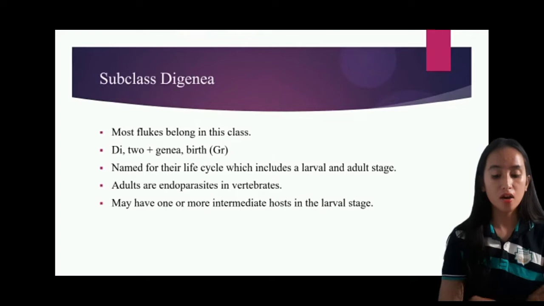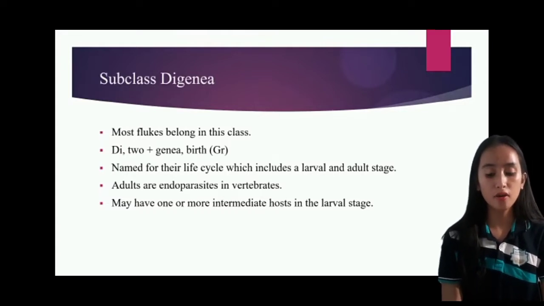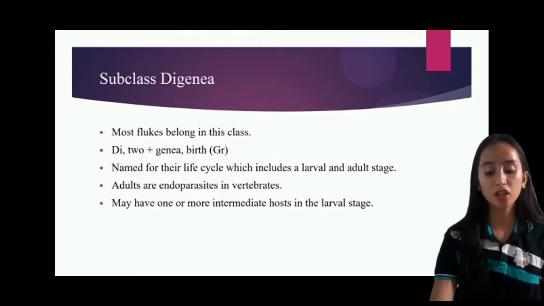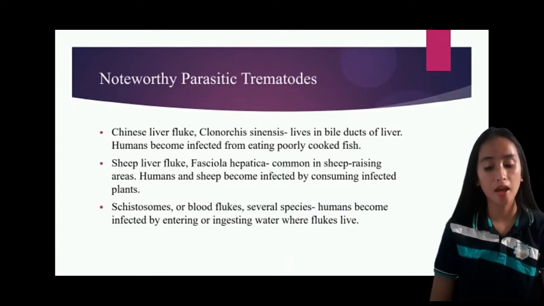Subclass Digenea. Digenea is a class of trematodes in the Platyhelminthes phylum consisting of parasitic flatworms with a syncytial tegument and usually two suckers, one ventral and one oral. Most flukes belong in this class. The characteristic of Digenea includes a syncytial tegument, that is, a tegument where there is no junction between cells. For example, Fasciola hepatica, one of the parasitic trematodes.